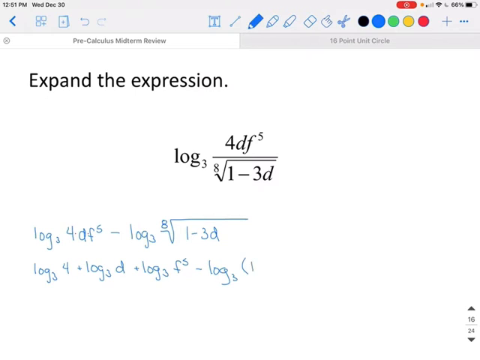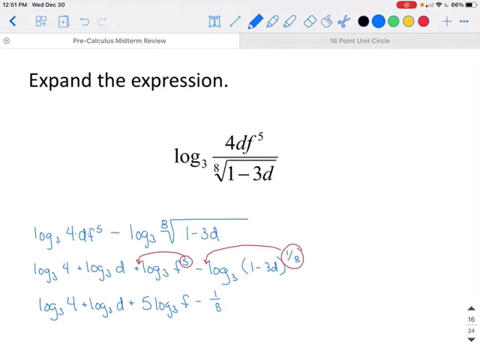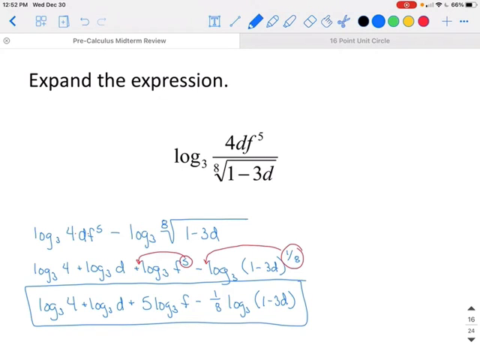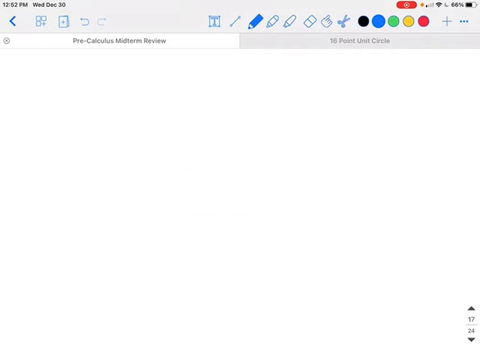Now another way to write the 8th root is we can raise this to the 1/8 power. Now anything that is a power, we can bring to the front of that log when we expand. So our final expansion will be log base 3 of 4 plus log base 3 of d plus 5 log base 3 of f minus 1/8 log base 3 of 1 minus 3d. We do need to make sure we keep those parentheses because it shows it's all of that stuff together inside of that log.